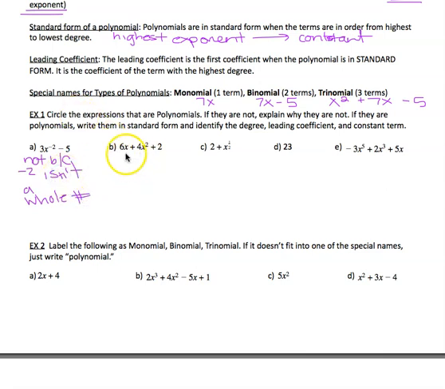This next one, the exponent here would be 1 if nothing's written, 2, this is an exponent of 0, so yep, those are all whole numbers, so we can circle B. C, exponent of 0, that one's good. Exponent of 1/2, that's not okay. Not a polynomial, because 1/2 is not a whole number. So it has to be a whole number in order to be a polynomial.